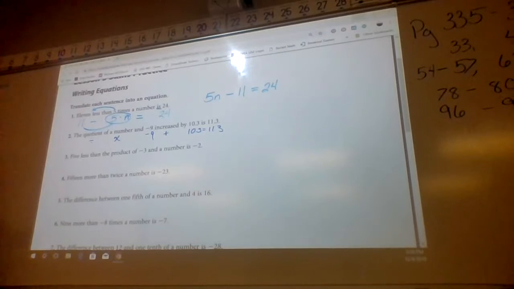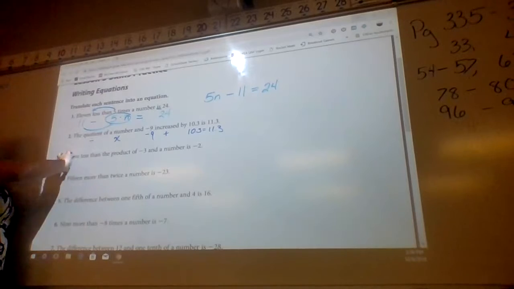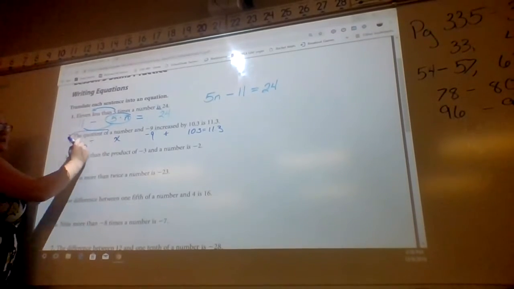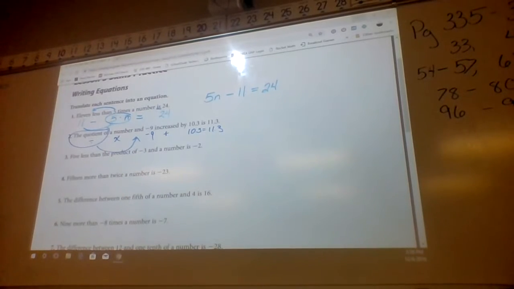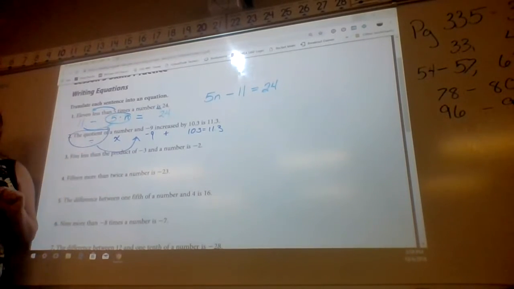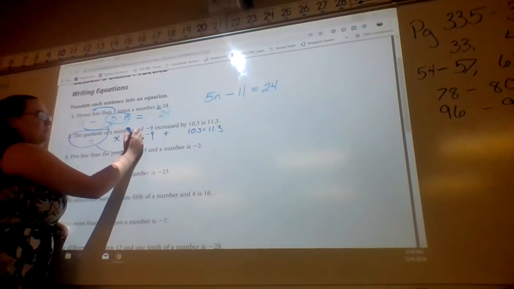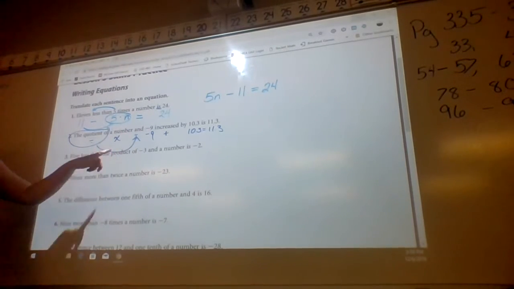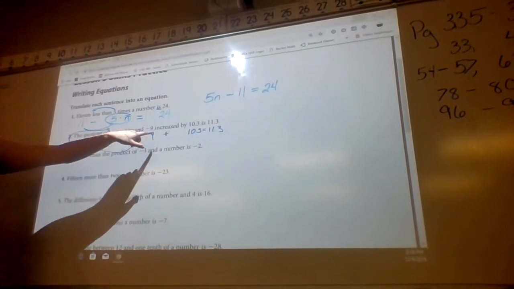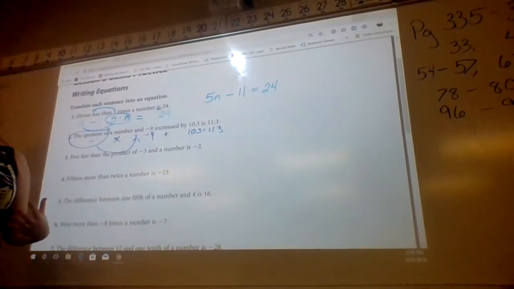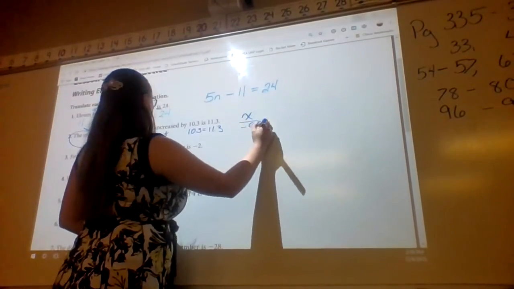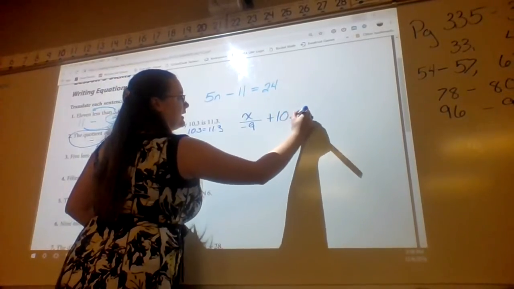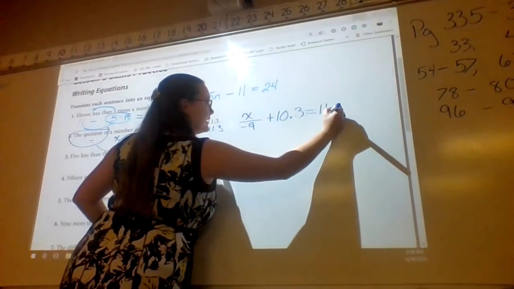No. Okay, here's the thing. When it says the quotient of, if there's no number in front, the quotient of takes the place of this "and." So what goes in between this X and negative 9? Division. There are several different ways you can show this. You can have X divided by negative 9 plus 10.3 equals 11.3, or x over negative 9 plus 10 and 3 tenths equals 11 and 3 tenths.